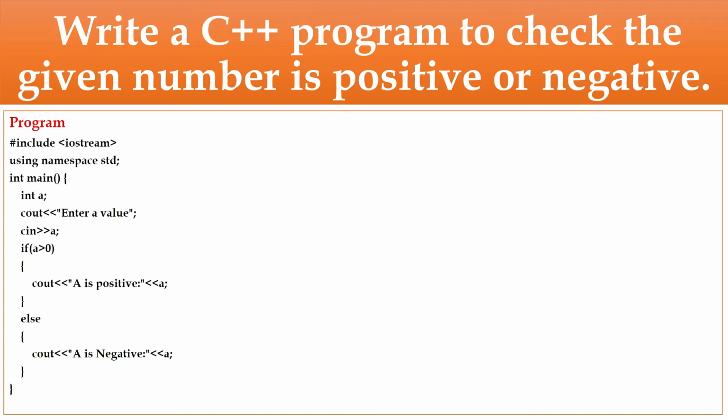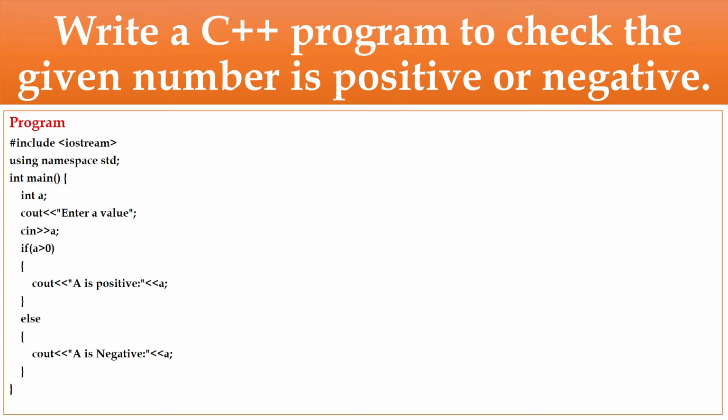I have declared a variable called a of integer data type. I am going to print a message using the cout statement: enter a value. Now the user will provide a value by using the cin statement. So I'm going to store that value in the variable a. Now I'm going for if to check if the a value is greater than 0. If the a value is greater than 0, I'm going to print a is positive by using the cout statement. If the condition is false, the else part will execute, and I'm going to print a is negative, and that is the end of the program. So now I will show you how to execute the program.